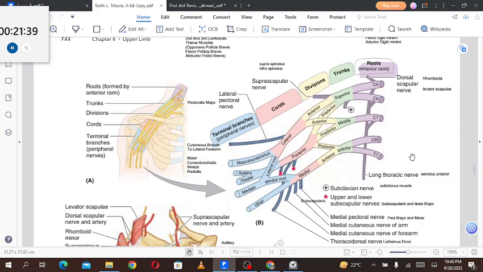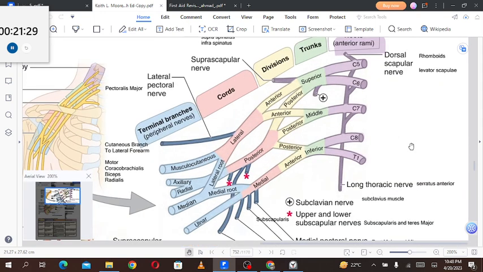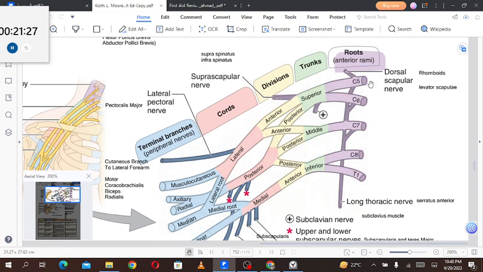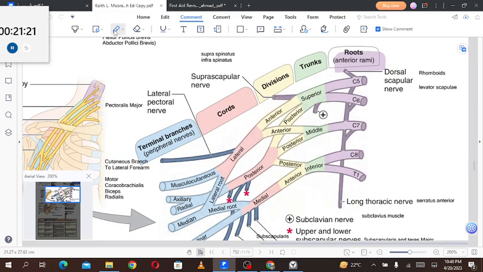So now let's see it over here. It is a picture from Kaplan. If you want to understand it thoroughly, I will try to explain as much as I can, but for thorough understanding, you must listen to the Ninja Nerd video and also the Armando Hasudungan videos. They're super videos on this. So let's see this. Here you can see that C5, C6, C7, C8, and T1 are the root values from which the brachial plexus is originating.